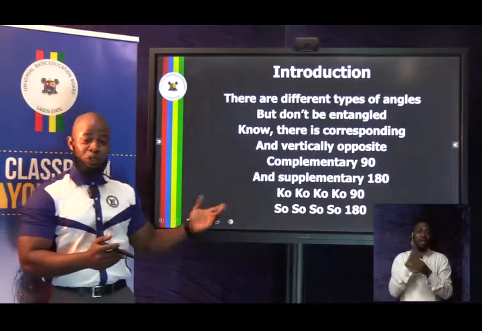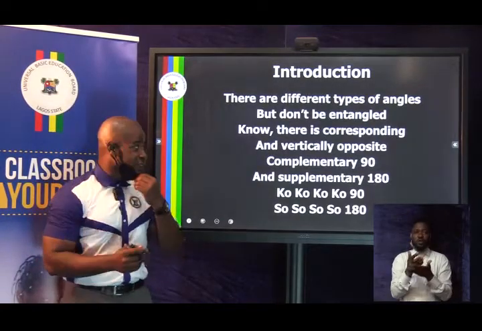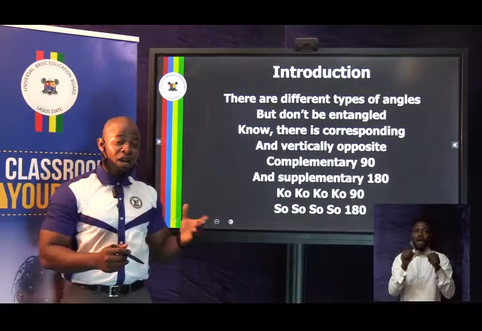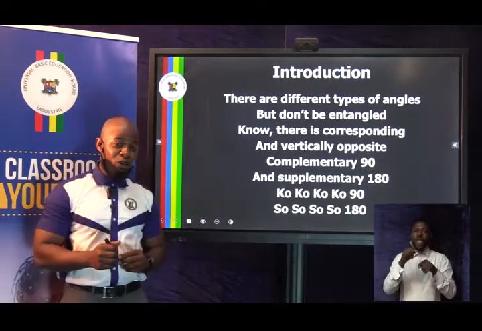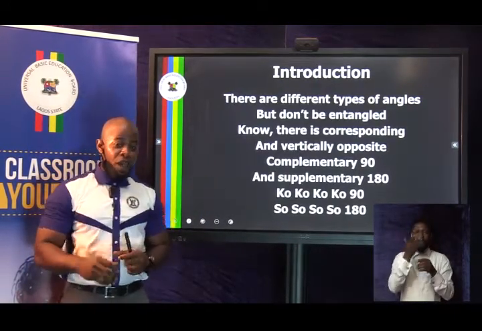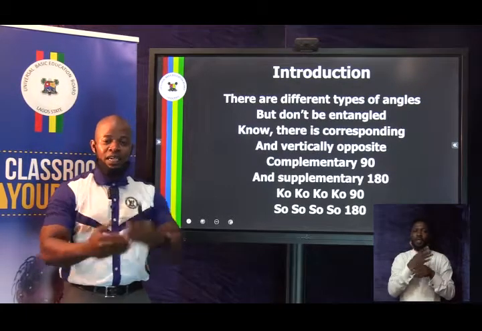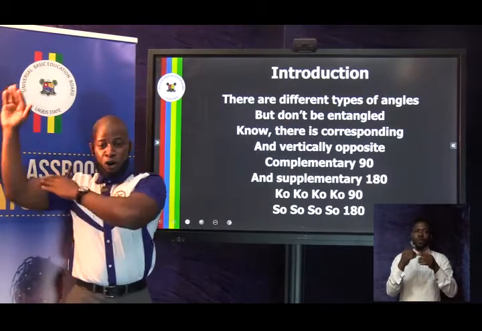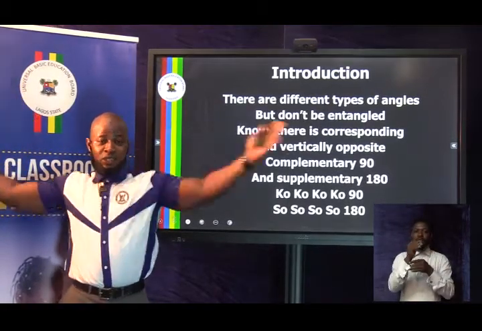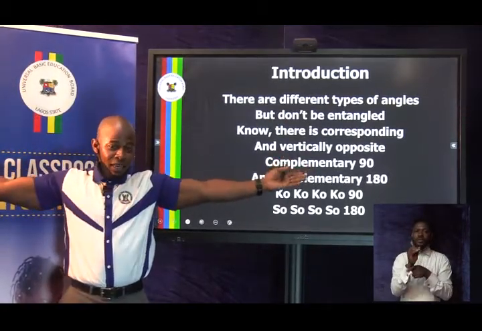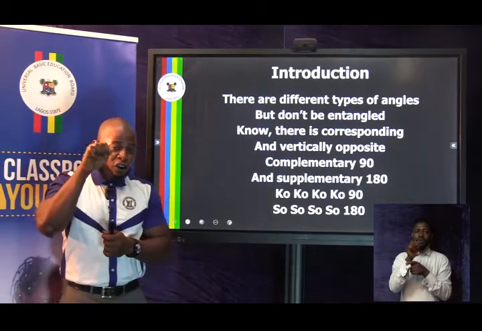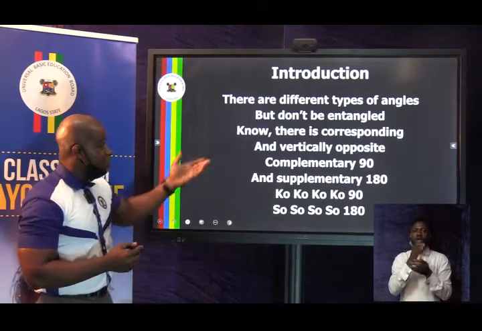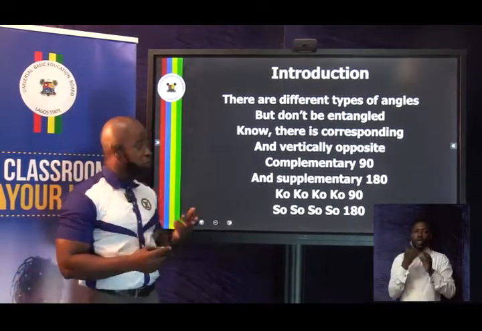Now, in our last lesson, we taught you this song. Let's sing it again. There are different types of angles, but don't be entangled, no. There is corresponding and vertically opposite. Complementary 90, supplementary 180.